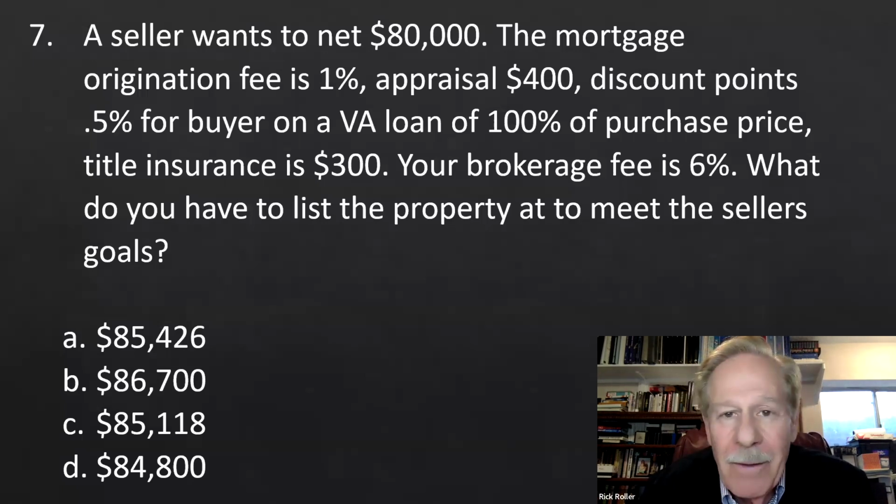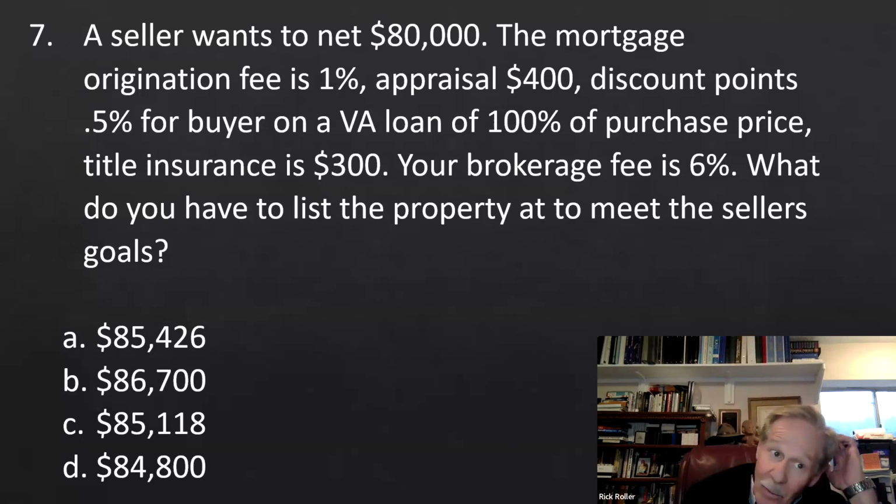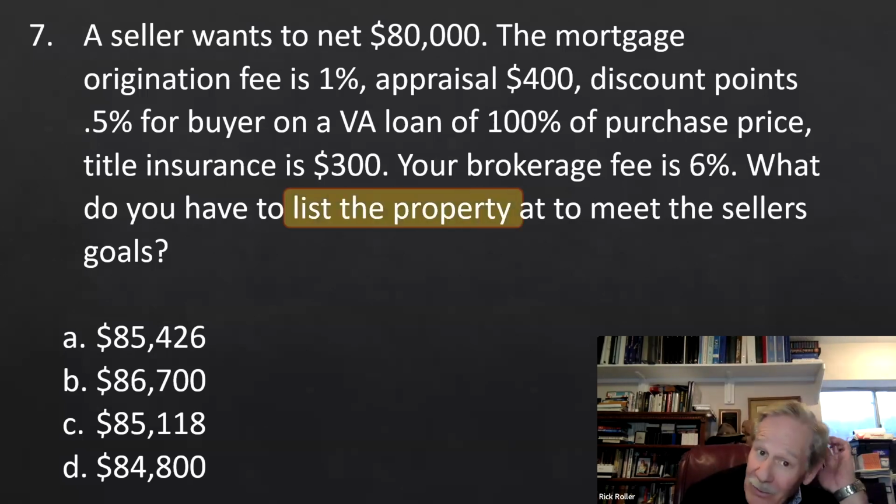Okay, that'd be cool. The mortgage origination fee is 1%. Appraisal is $400. Discount points for the buyer is 0.5 on a VA loan of 100% of the purchase price. Okay, the title insurance is $300. Your brokerage fee is 6%. What do you have to list the property for to meet the seller's goals?